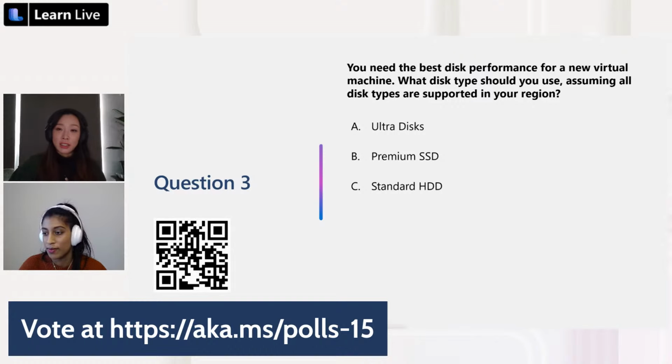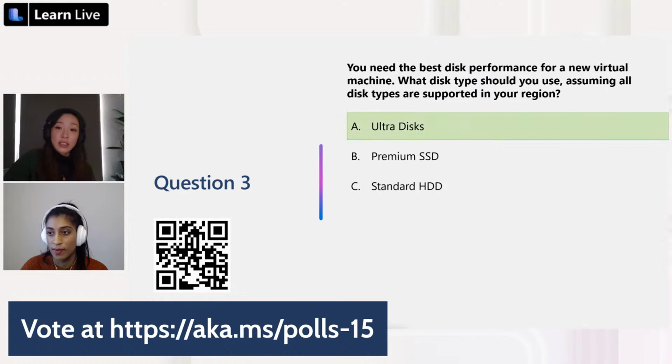All right, let's see what people voted. So it looks like we got 80% of the votes for Ultra disks, 20% for premium SSD, and 0% for standard HDD. All right, yeah, the answer was Ultra disks. Yeah, so to recap, Ultra disks offer the best performance out of all the managed disk types on Azure.